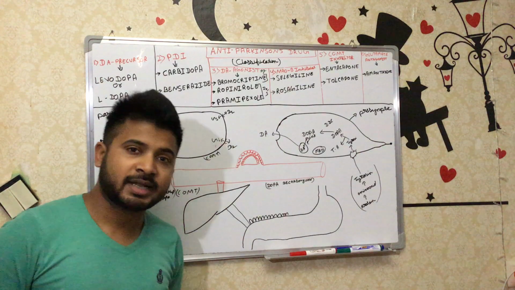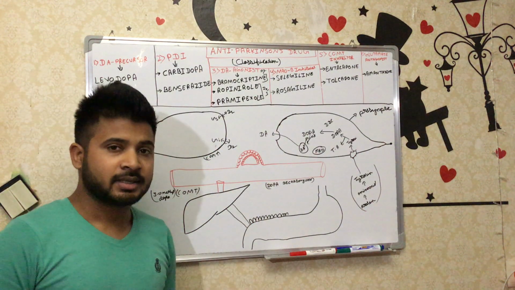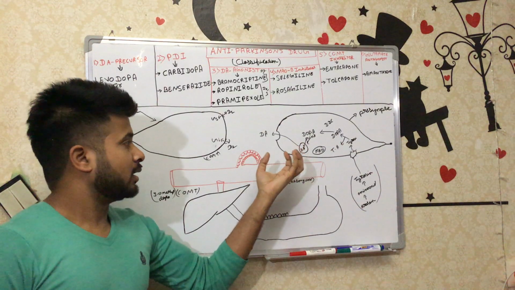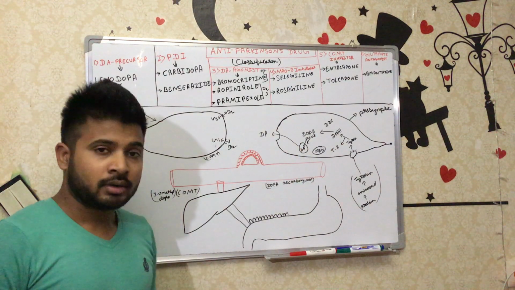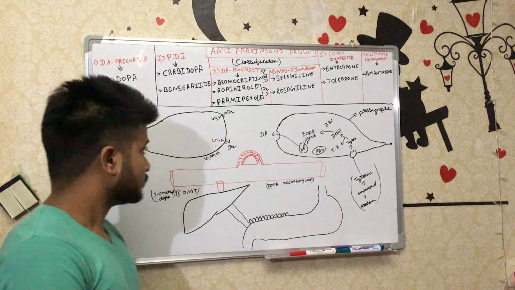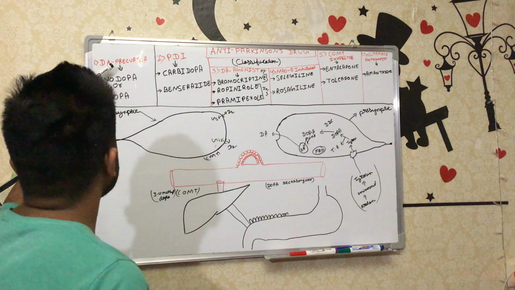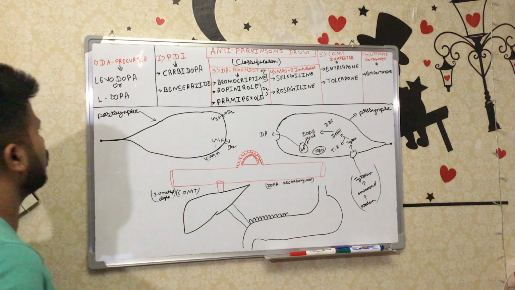Levodopa is lipid soluble. That's why it is very easy to absorb and very easy to penetrate the CNS, and then it can go into the dopaminergic neuron and maintain the dopamine. So let's start with the dopamine precursor, levodopa, or L-dopa.